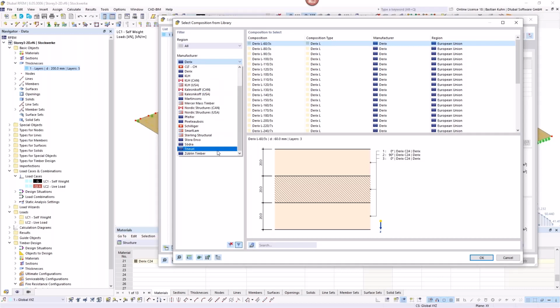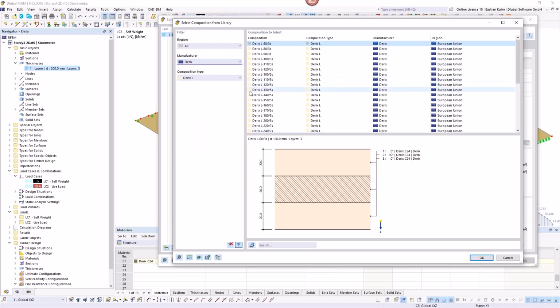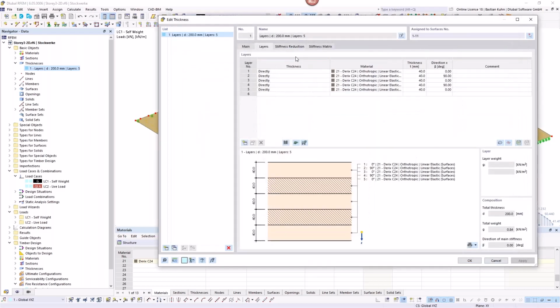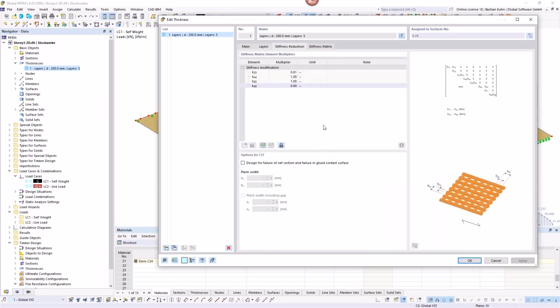But of course, all the European producers. And if you want to design in America or North America, Canada, then you can also have producers from there. Right now here, I choose the plate from the company Derix. And this gives me a certain amount of stiffness. I have other options here to regard the failure of net sections and failure including contact surface.